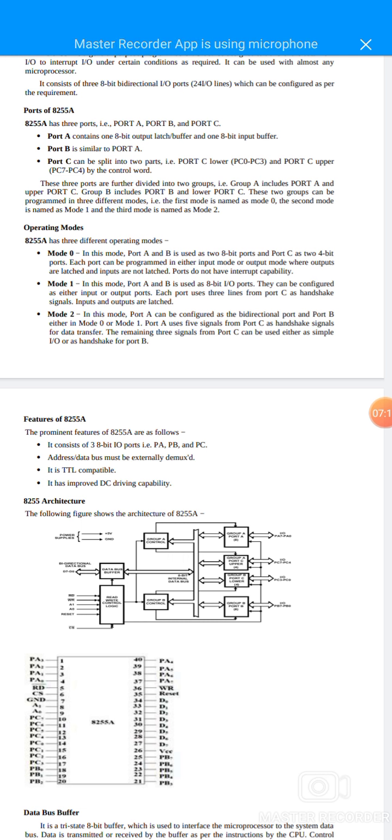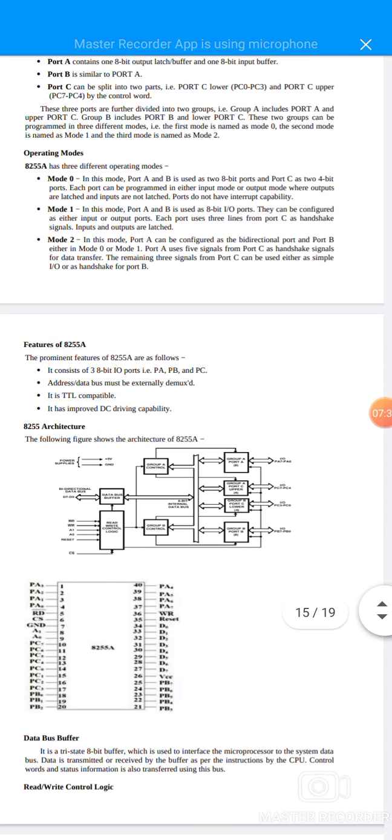Mode 2. In this mode, port A can be configured as the bidirectional port and port B as either mode 0 or mode 1. Port A uses 5 signals from port C as handshake signals for data transfer. The remaining 3 signals from port C can be used as simple input output or as handshake for port B.